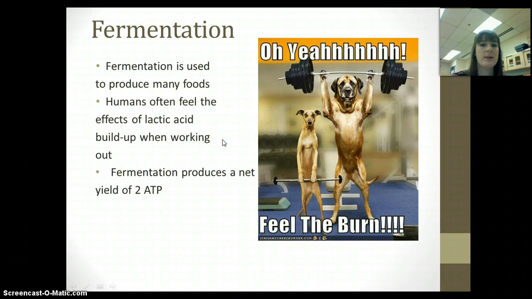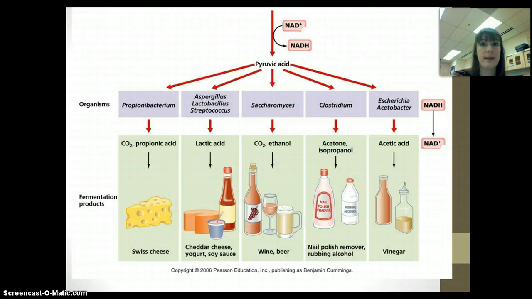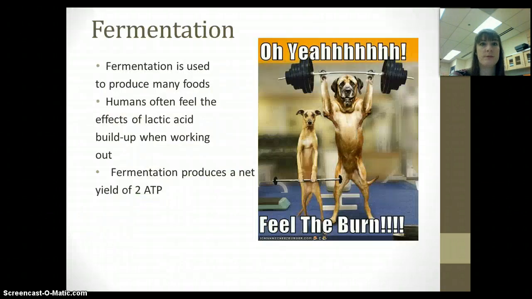Okay, so quick review. Fermentation is used to produce a whole bunch of foods. We, as humans, often feel the effect of lactic acid when we're working out, and fermentation overall produces a net yield of 2 ATP. Okay, so we're actually going to stop there. It's going to be a short video, thinking a little bit about what happens when oxygen is not present.